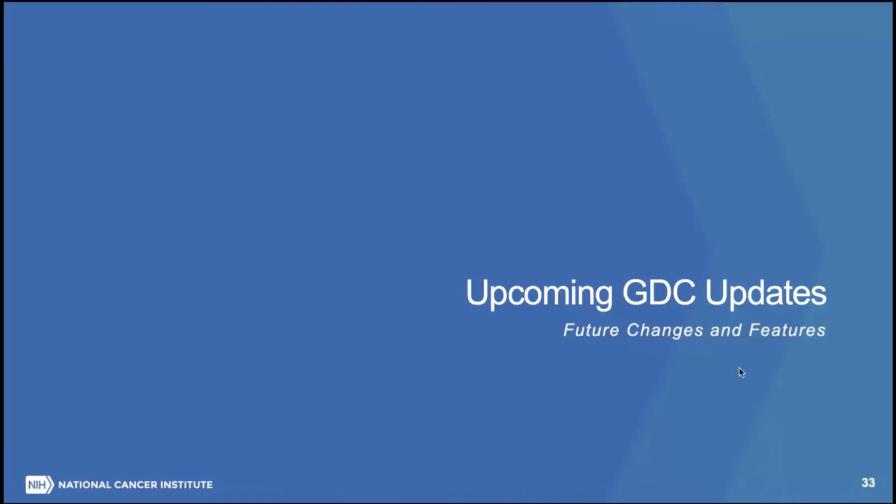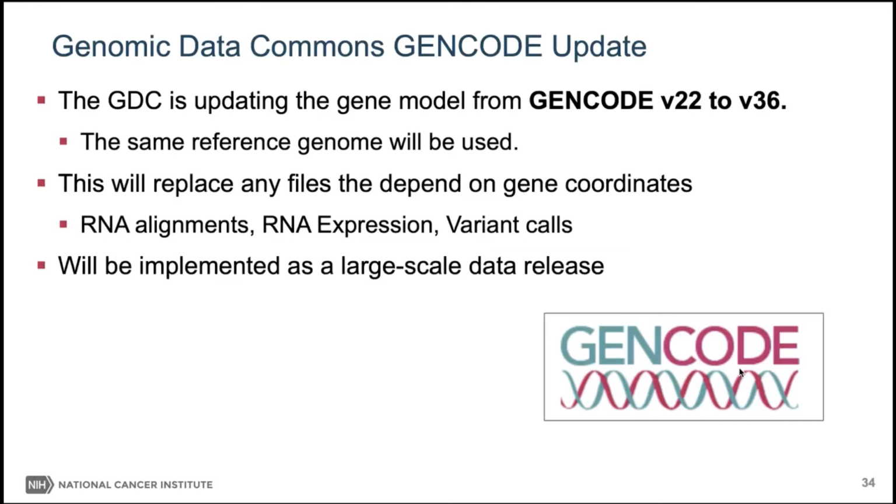Now I'd like to talk to you about some upcoming GDC updates. These are some changes that are coming in the near and long-term future. So first I want to mention that the GDC uses the GenCode version 22 data model, and we're updating it to version 36. The same exact reference genome will be used if you were wondering.